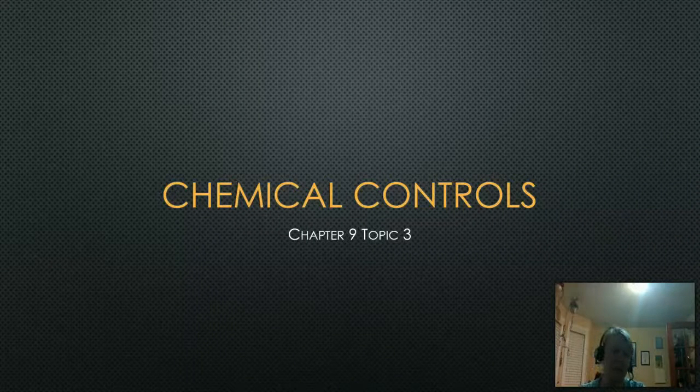So we talked about physical controls in Topic 2. Now we're going to talk about chemical controls. And while physical controls are really important to be aware of, chemical controls are something you're going to be far more likely to use because they're a little bit more portable and they're a lot easier to use, like in a quick situation to clean something up.